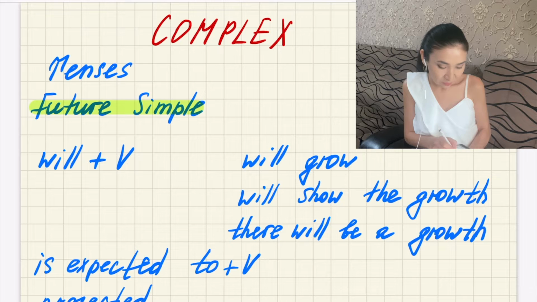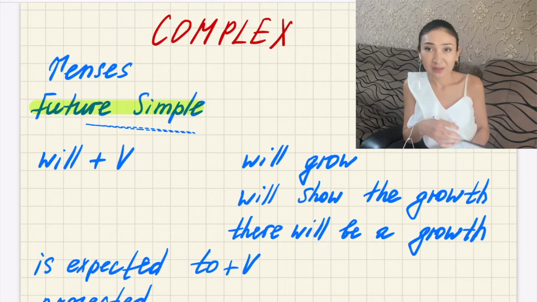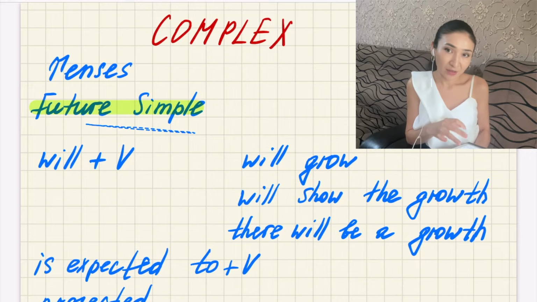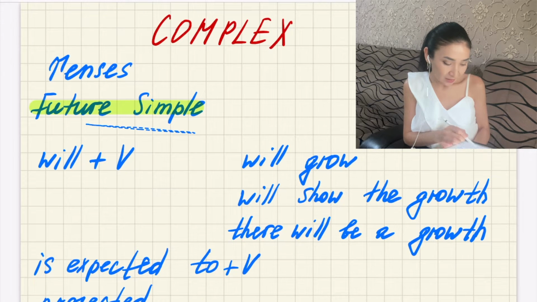So here I just wrote complex, and we just go with tenses, because in my previous lessons I explained how to work with future simple, and here I wanted to remind you about it. It starts with will and the verb: will grow, will show the growth, and there will be a growth.